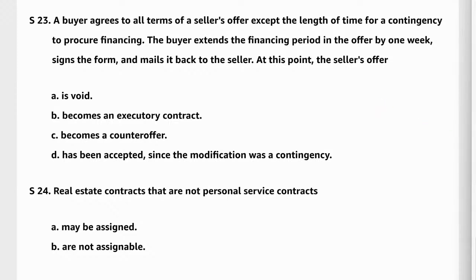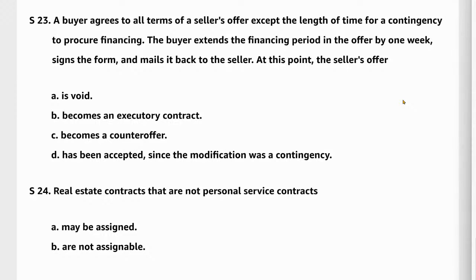That's correct. It is void, okay? Because the seller has to receive it, acknowledge it, and sign it, and if they don't, it becomes void. Yes, it is a counter offer. However, the seller's offer is void because the buyer countered. So at what position is the offer? It's a counter offer, but the initial seller's offer is void. A new contract is taking its place and the buyer mailed it.